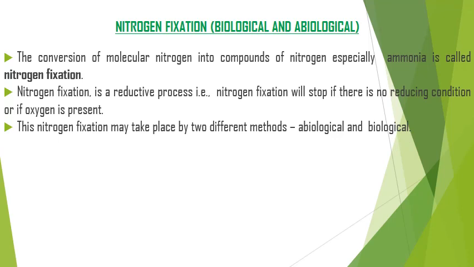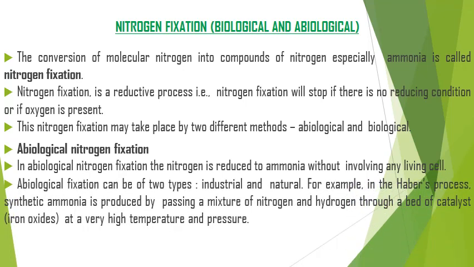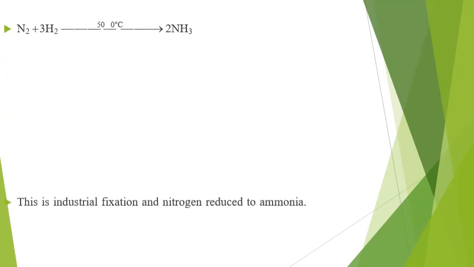Nitrogen fixation may take place by two different methods, abiological and biological. In abiological nitrogen fixation, the nitrogen is reduced to ammonia without involving any living cell. Abiological fixation can be of two types, industrial and natural. For example, in the Haber process, synthetic ammonia is produced by passing a mixture of nitrogen and hydrogen through a bed of iron oxide catalyst at a very high temperature, and you can see this in the reaction.